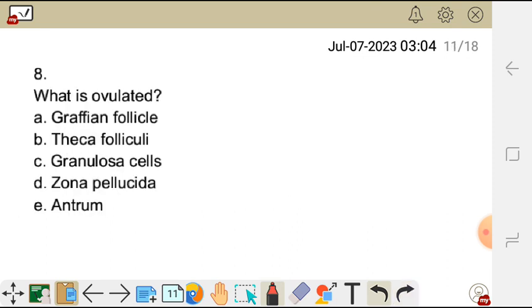Question 8, what is ovulated? A. Graafian follicle. B. Theca folliculi. C. Granulosa cells. D. Zona pellucida. E. Antrum. So what is ovulated is the Graafian follicle. The Graafian follicle is the mature follicle which is ovulated. So question 8, the correct answer is A.